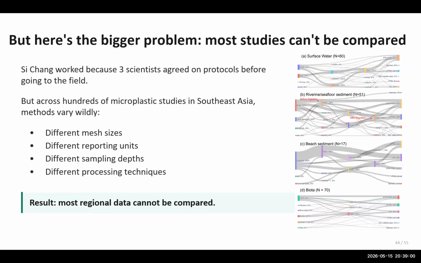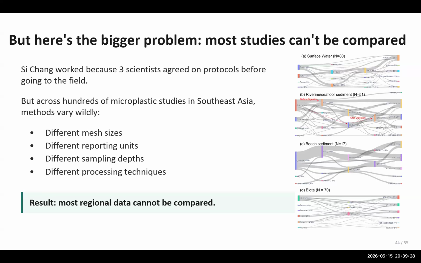So here is one of the bigger problems. Most of the studies worldwide cannot be compared. This is very common in microplastic research. For example, in the Sichang project that I showed you, it worked because we had three scientists who agreed to use similar, comparable protocols before going to the field. But this is a very rare situation, not always happening.